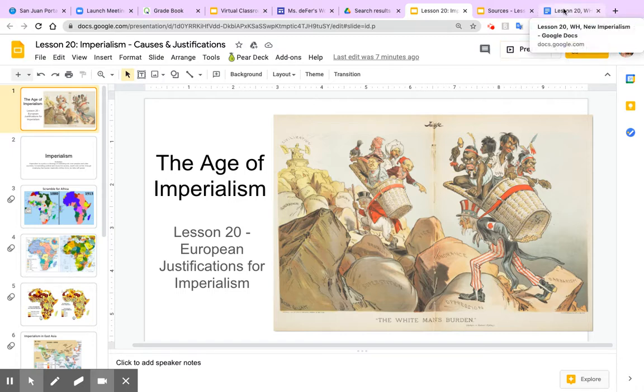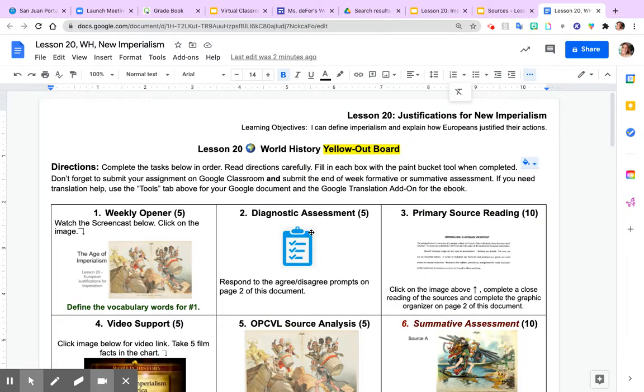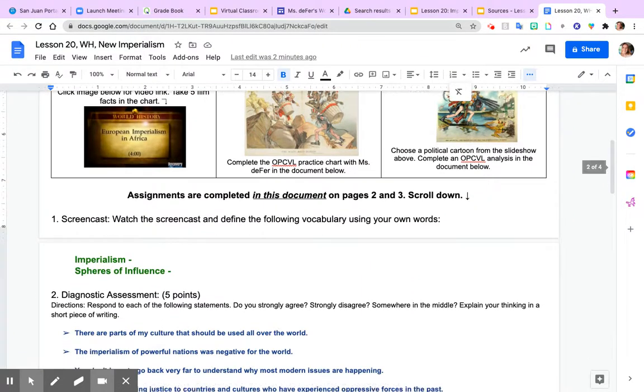Today I'm going to ask you to do something a little bit different. In lesson 20, if you're on the yellow out board, I'm going to ask you to define these two vocabulary words using the screencast today. You'll see definitions on my slideshow, but more importantly, you can just put definitions into your own words. Those are two words that I want you to understand the meaning of by the end of the week.